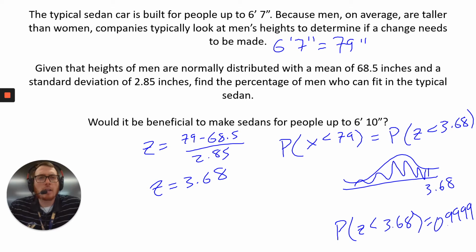These questions will have a lot more words compared to what you've probably seen in the standard normal distribution questions. So for example here, this says the typical sedan car is built for people that are 6 foot 7 inches. First thing that you want to deal with is to change that just into inches because the mean and standard deviation below are in inches, so that's 79 inches.